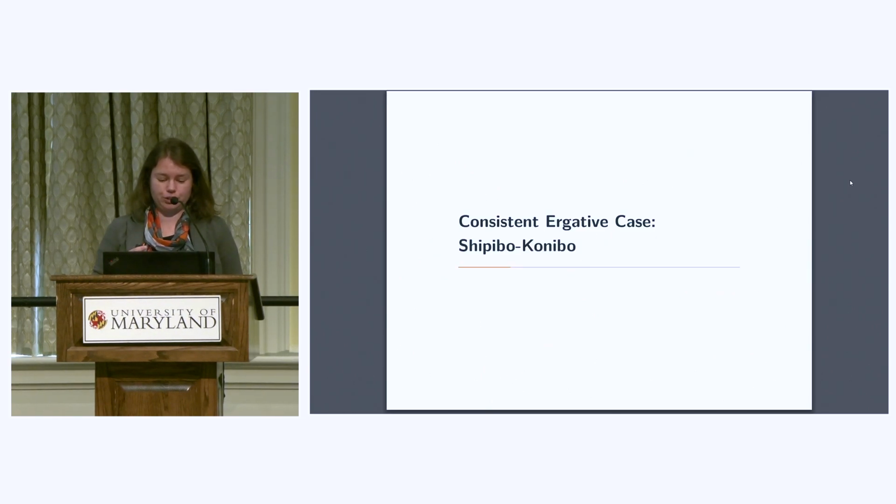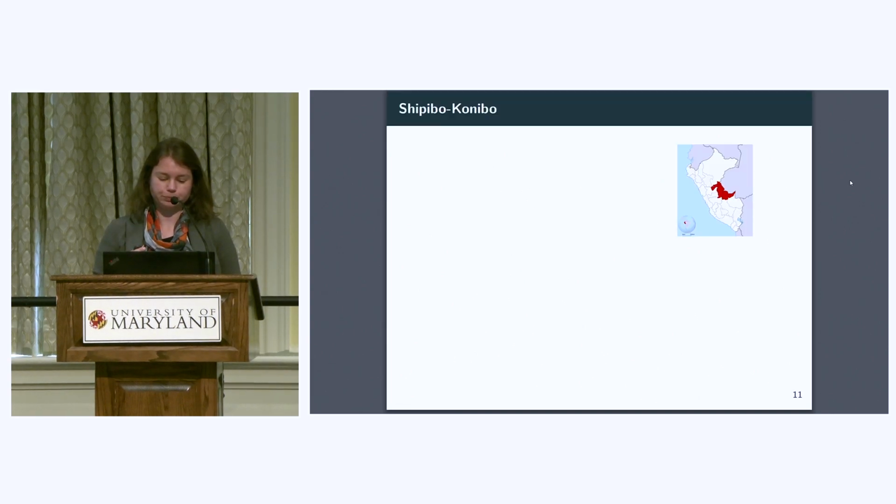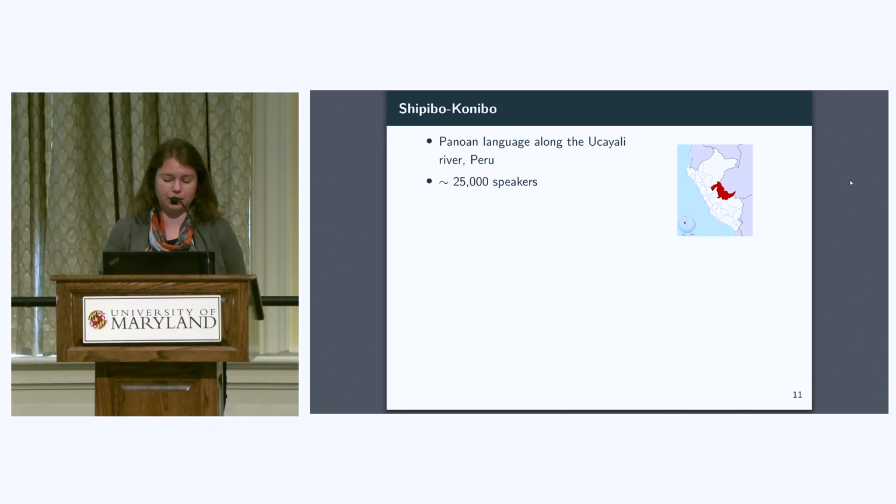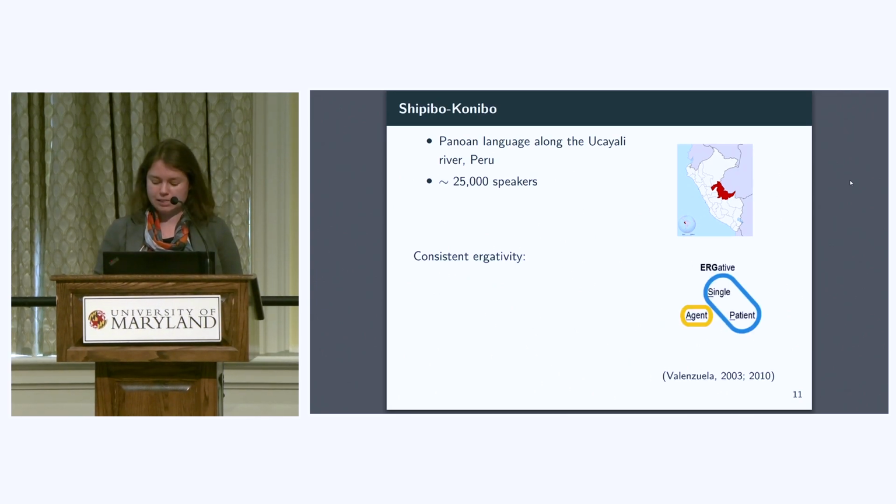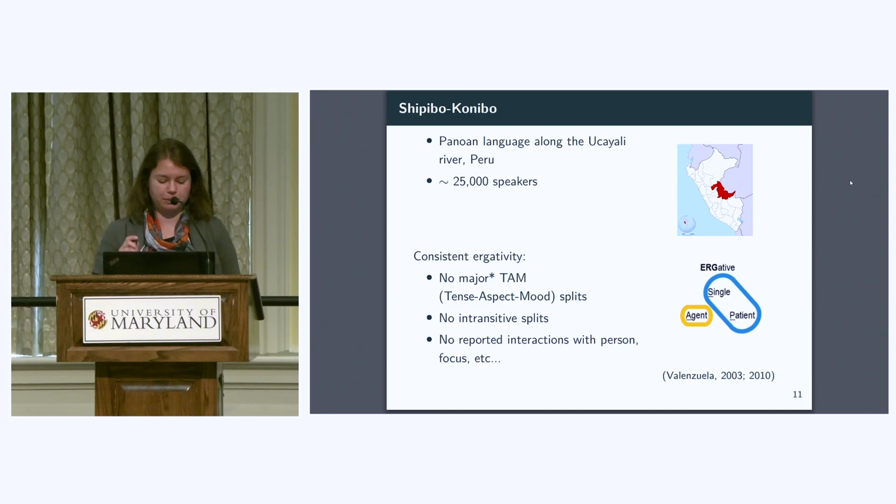So for that, let's turn back to Shipibo. So Shipibo is a language that is spoken along the Ucayali River in Peru. It's part of the Panoan language family. And the thing that matters for us is that it has really consistent ergativity. So for those of you who know about ergative splits, the good news is there's no major TAM, tense aspect mood splits. There's no intransitive splits, no reported interactions with person, focus, etc. These are all things that are major suspects in other languages for where you would have breaks in ergativity, and it's not a big deal here.